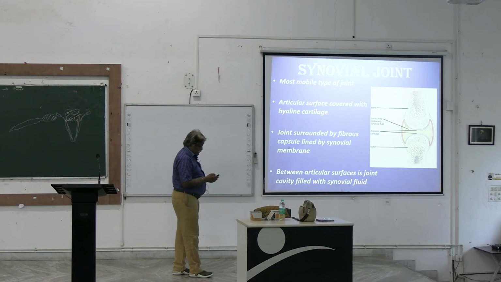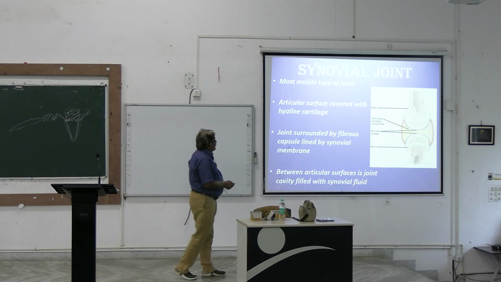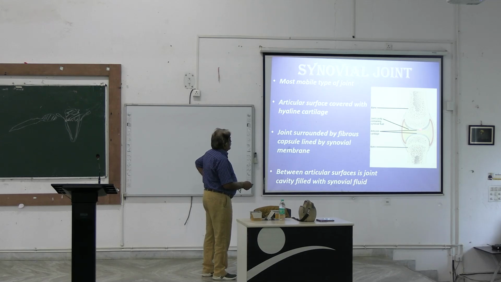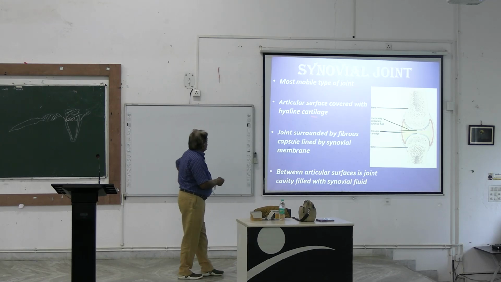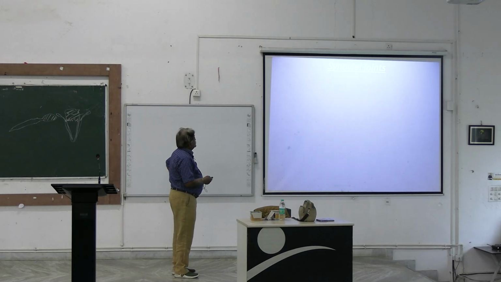Now, synovial joints. Synovial joint, the most movable type of joint. The two bones. This is the articular cartilage. This is the joint cavity containing synovial fluid, yellow. Now, articular surface covered with hyaline cartilage, joint surrounded by fibrous capsule lined by synovial membrane. Between articular surfaces, the joint cavity is filled with synovial fluid. Knee joint, your hip joint, synovial joint, the most evolved and mobile type of joint.